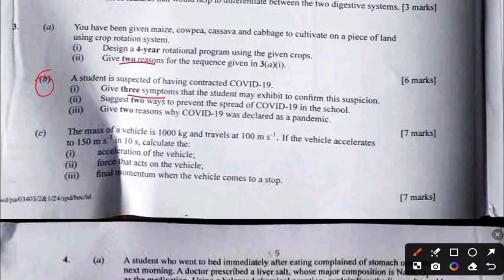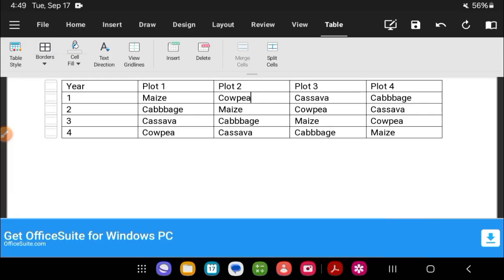The reason for the sequence is also so that pest and disease buildup can be controlled. Let's say if a particular disease that affects maize has already affected the maize, it cannot affect the cowpea, and the disease that affects cowpea cannot affect the cassava, and the disease that affected cabbage.